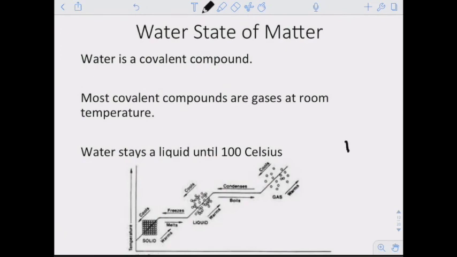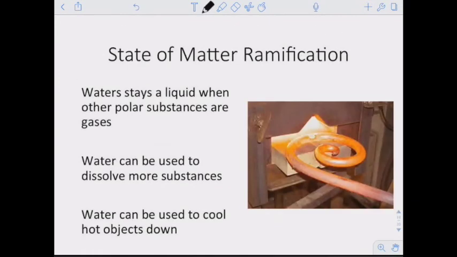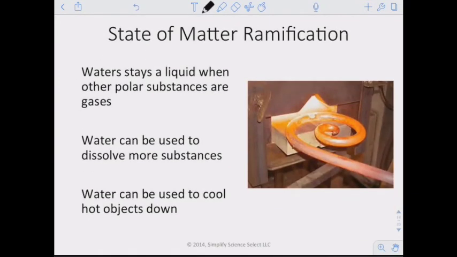Now, water's state of matter. Water is a covalent compound, and most covalent compounds are gases at room temperature, but water stays a liquid until 100 degrees Celsius because of those hydrogen bonds. So, states of matter ramifications. Water stays a liquid when other polar substances are gases. Water can be used to dissolve more substances, and water can be used to cool very hot objects.